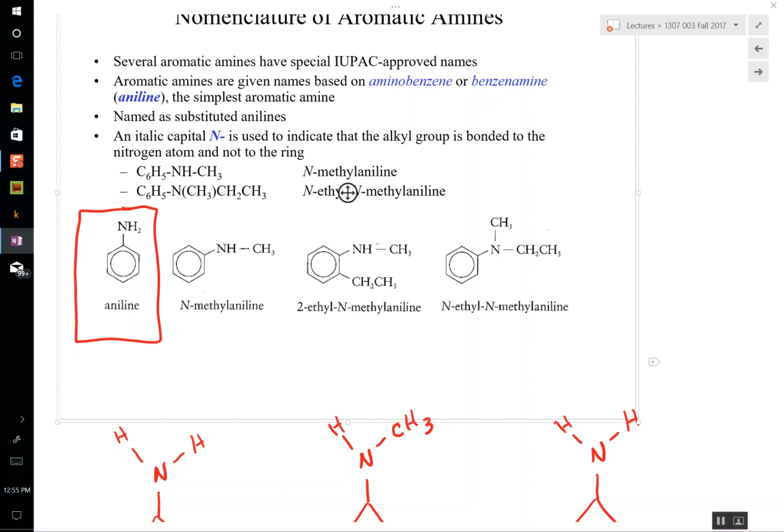If there was another methyl here, and that wasn't there, then you would have N,N-dimethyl. Just like if we have 2 methyls on the same carbon, it's 2,2-dimethyl hexane or whatever it is. You have 2 of these, you need to have 2 designators as to where they are.